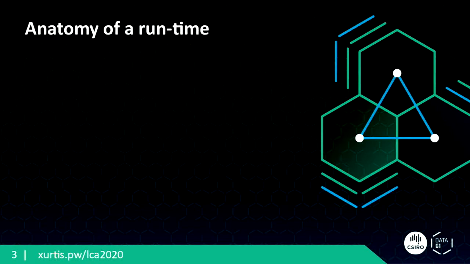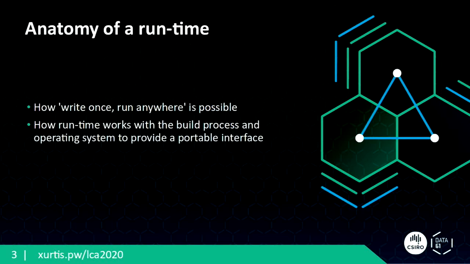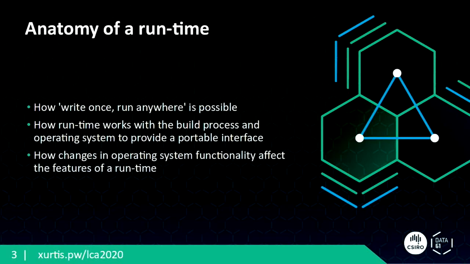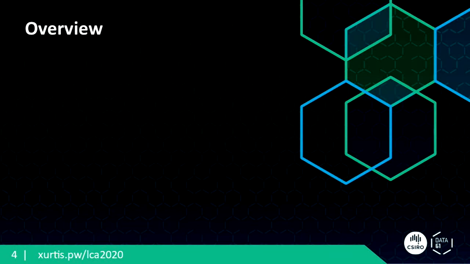And in this talk, hopefully by the end of it, you'll have some idea how the concept of write once, run anywhere is possible, and how a programming language's runtime interacts with its build system and the operating system in which it runs in order to provide a portable interface to satisfy that guarantee. And how when you change what the operating system is able to provide, that affects the ability of the language to provide that guarantee.